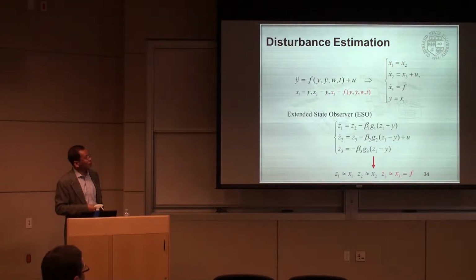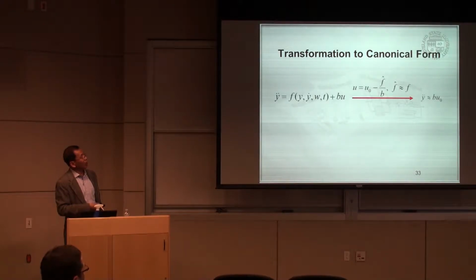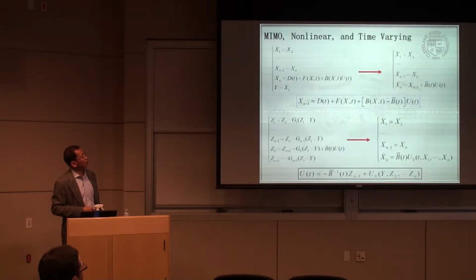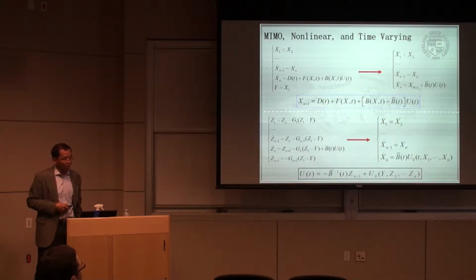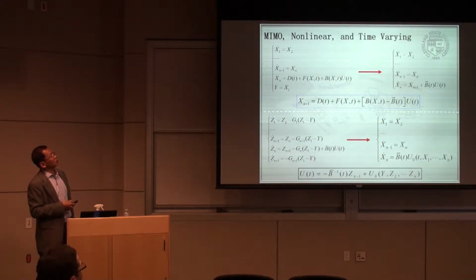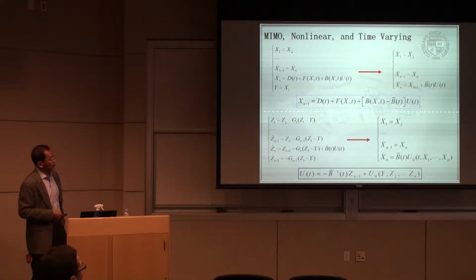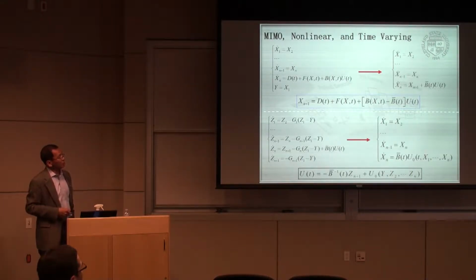If we have this information, we can come back to this, substitute, put it here, and we can reduce the plant to an ideal form. Right? And this idea can be extended to a MIMO nonlinear time varying plant. Right? And this is more general form, but I'm sure you can find it in papers.